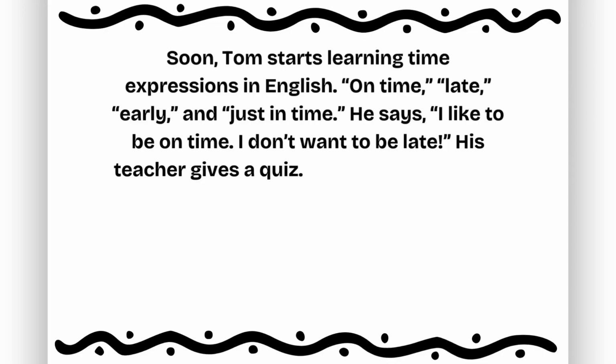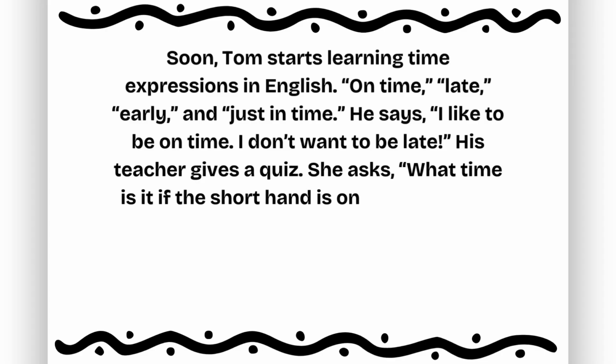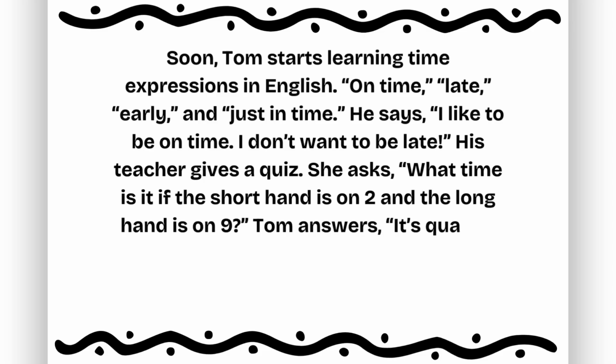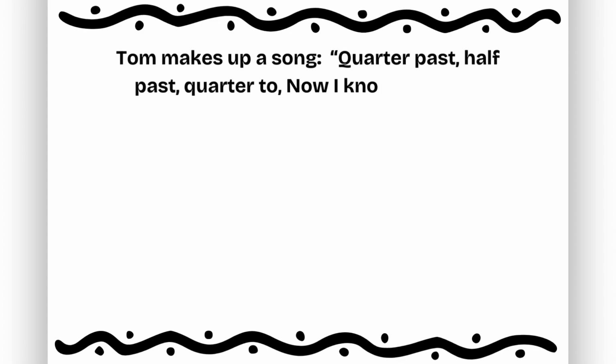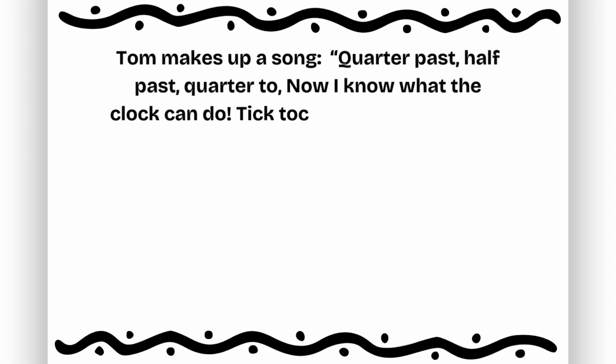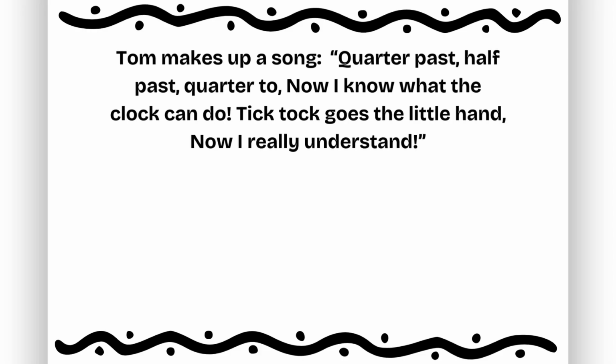His teacher gives a quiz. She asks, "What time is it if the short hand is on 2 and the long hand is on 9?" Tom answers, "It's 2:45." He gets a gold star. Tom makes up a song: "Quarter past, half past, quarter to, now I know what the clock can do. Tick-tock goes the little hand, now I really understand."